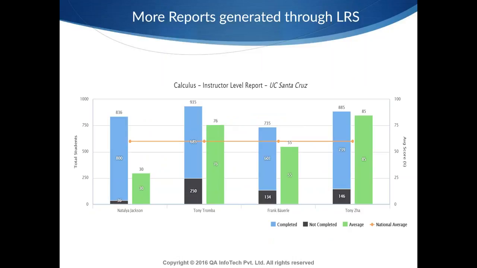Then if we want to look at instructor success, this is showing a multi-dimensional graph where on the left-hand side, it is showing total number of students, how many of them have completed their assignments in calculus, and on the right-hand side, their average scores which they have received. And each of these data points are for different teachers like Natalia, Tony, Frank, and Tony Zha. And yet again, we can see there is a yellow line, which is the national average for this particular subject. So this gives a good idea about how each instructor is doing.